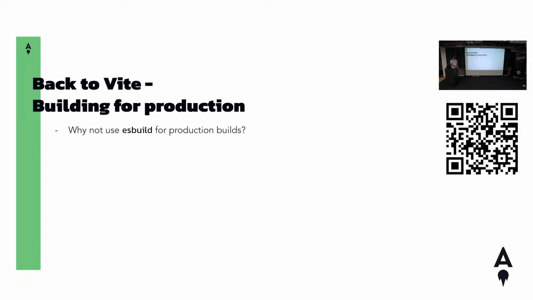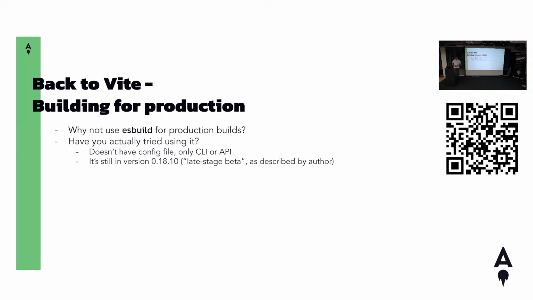So your question might be, OK, we saw performance gain when we started using ESBuild. Why are we not using ESBuild for production builds? To which my answer is, have you actually tried using ESBuild? It's a nightmare. It doesn't have a config file. It only has CLI or an API, a very basic API. It's still in version 0.11.10, which is described as late-stage beta by the author. 1 year later, we are on version 0.19.11, and not much else has changed.